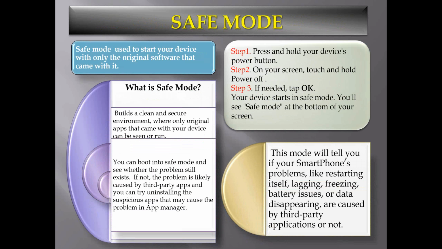All right, then we have the safe mode. And what is the safe mode? Safe mode builds a clean, secure environment. This is basically bringing your phone to the original state, only with the applications that were pre-installed when you got this device. When would we need it?